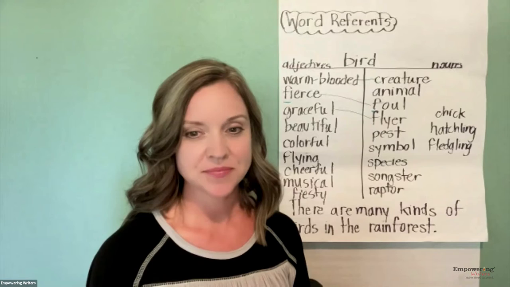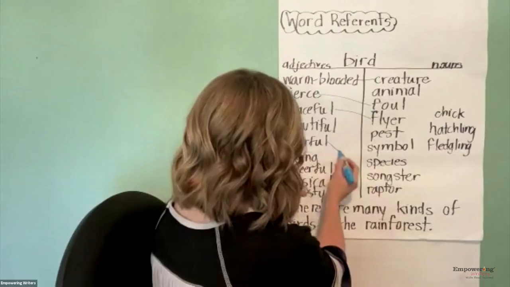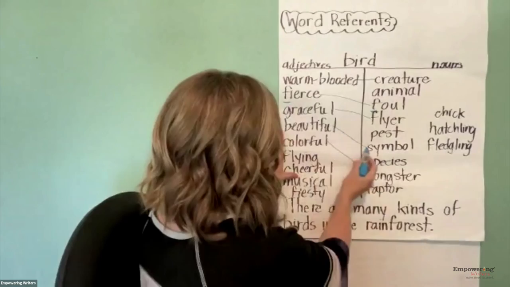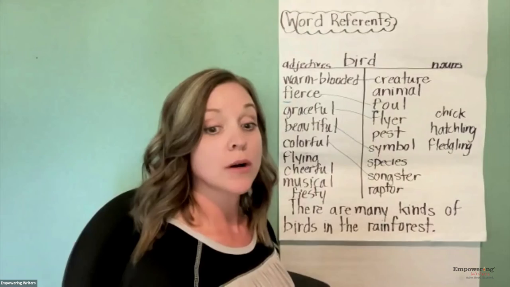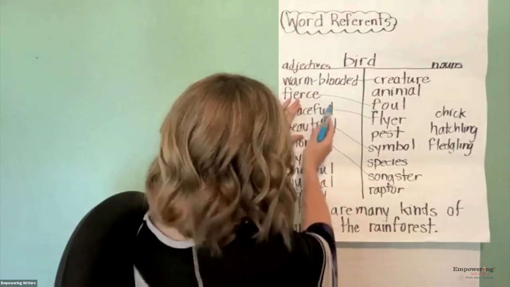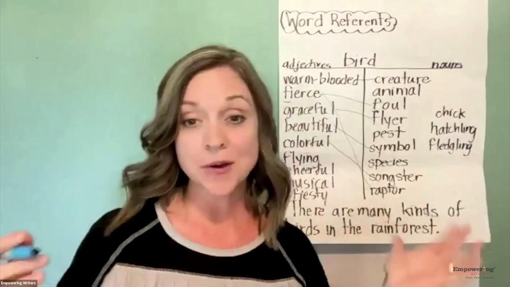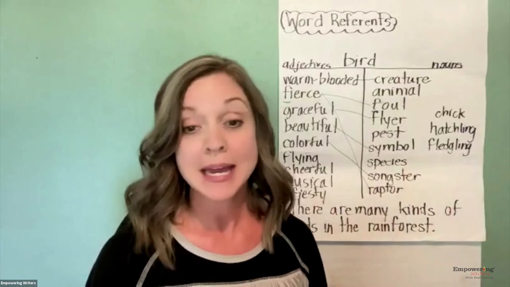A colorful songster. I like that, Katie. Colorful songster. Oh, a beautiful symbol. Good. I like that one together. Fierce raptor. Where did I have fierce? There we go. Raptor. Okay. And of course, we know that a raptor and a chick, a fledgling and a full grown bird, those are all different. And so it has to work out in context too.